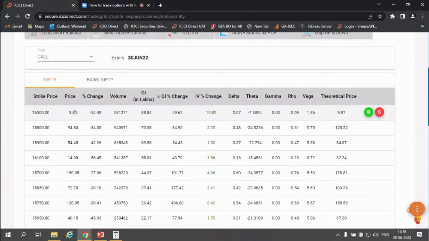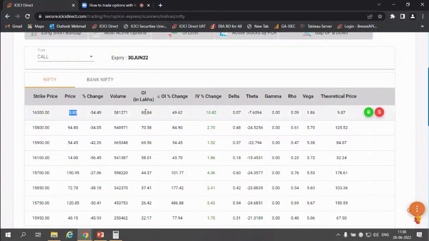So the strategy I will design for this particular strike price is that I will buy this at 3.8 rupees because I expect it to go all the way up to 9.8. If not 9.8, by the time theta decay happens, it will drop down to, let's say, 7 rupees or 8 rupees. Even then I will be making a little bit of money on each lot that I trade. So that is one way to design it.